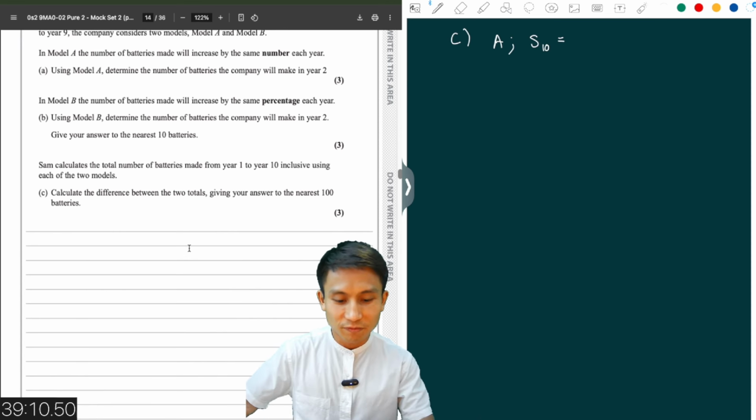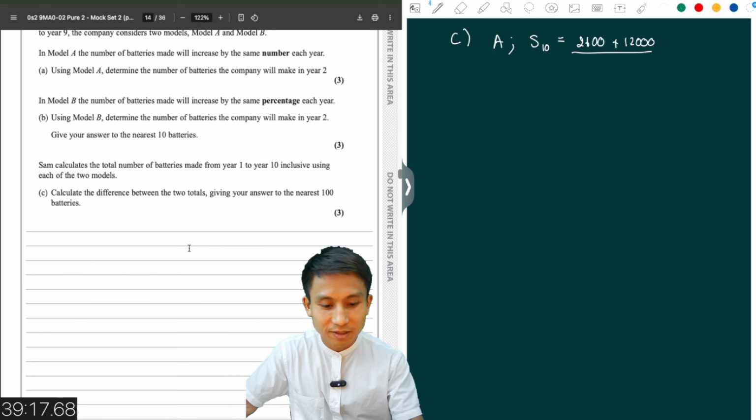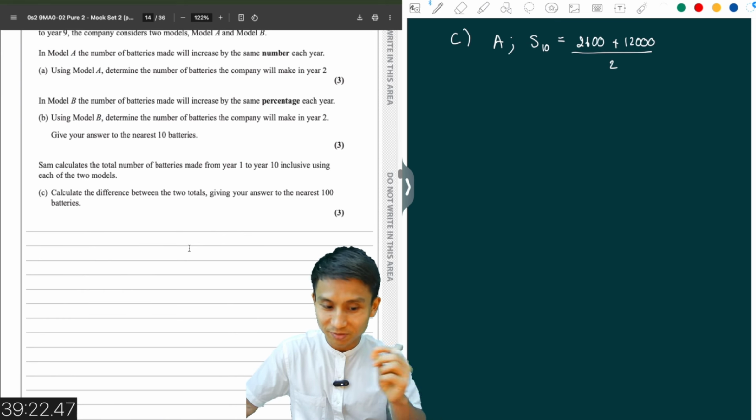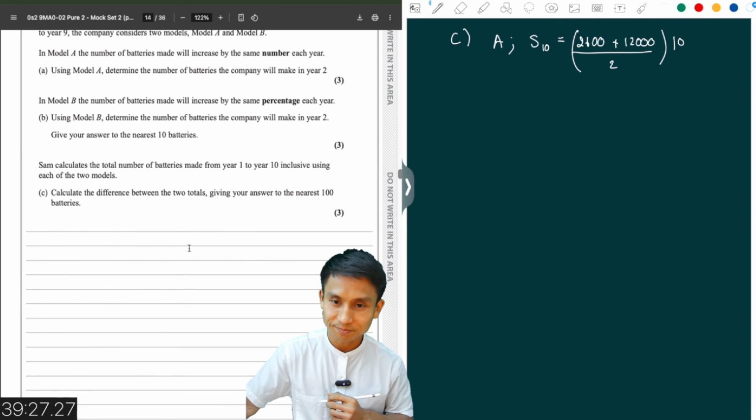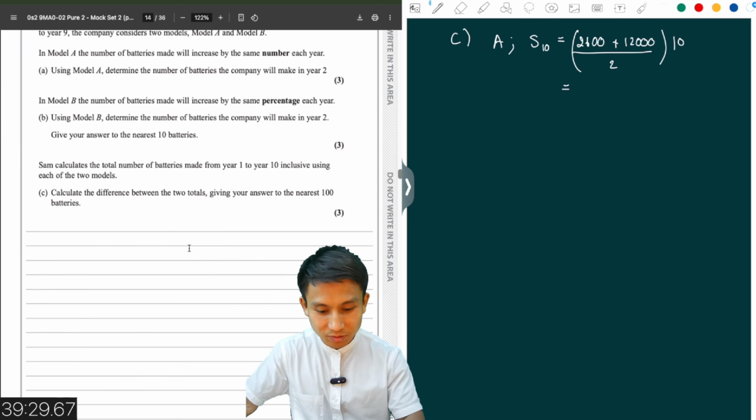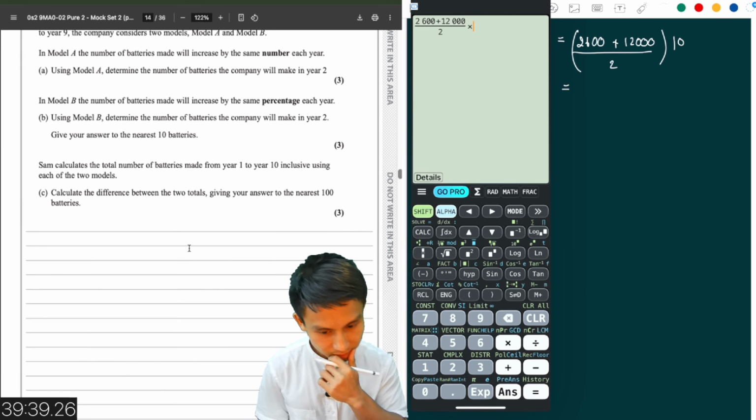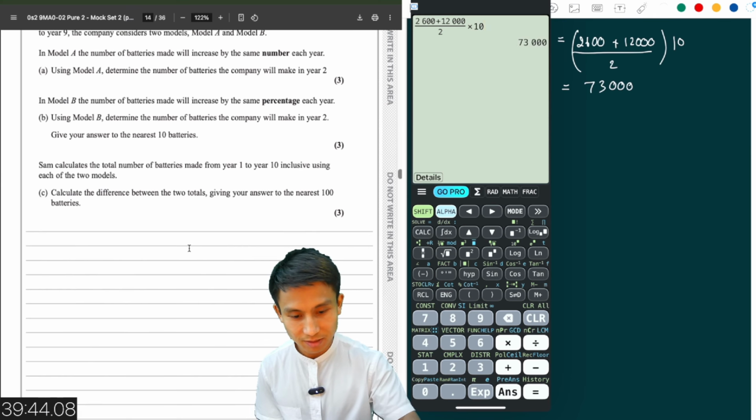Okay, so the first term was 2600, and the last term is 12,000. I'm using the sum formula: first term plus last term, divided by 2, times the number of terms, which is 10, right? That's easier to use. So it's 2600 plus 12,000, divided by 2, times 10. So that's 73,000. That's model A.